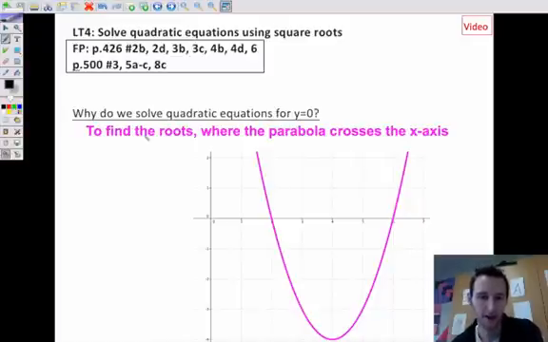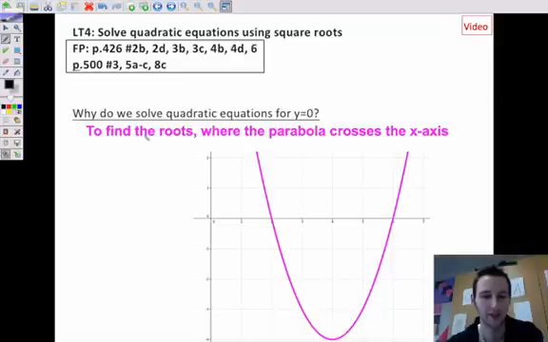So we've talked about various characteristics of quadratics, and one of them are the roots. So for learning target 4, we're going to be solving a quadratic equation just using square roots. So the actual solving will be pretty easy, but the concept behind it is what's really most important.